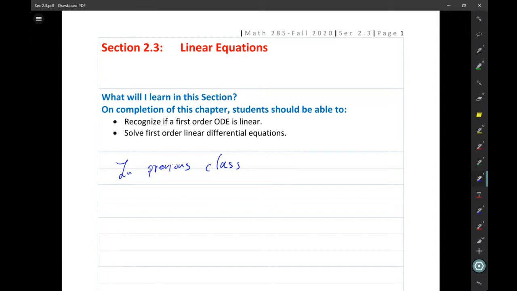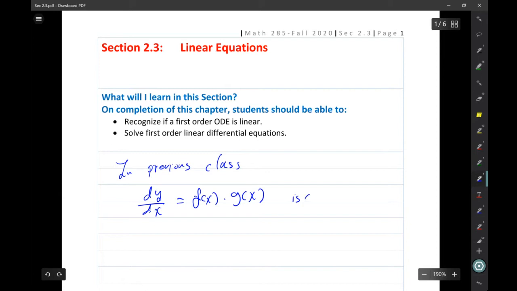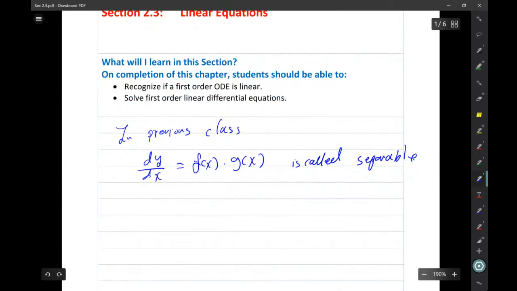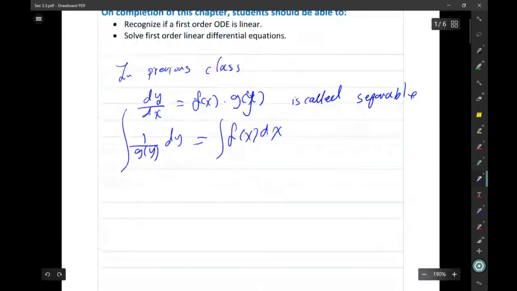In the previous class, we studied that the differential equation written in the form dy by dx equals a function f of x times another function g of y is called separable. The solution for such a differential equation is to separate dx with f of x on one side and g of y with dy on the other side, and to do the integral. That's the separable differential equation.